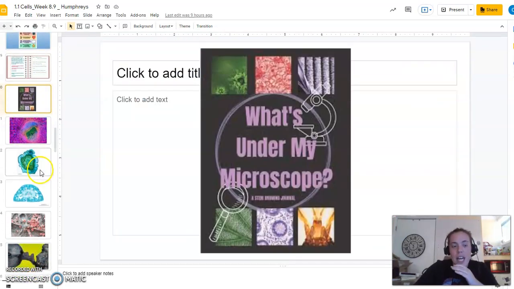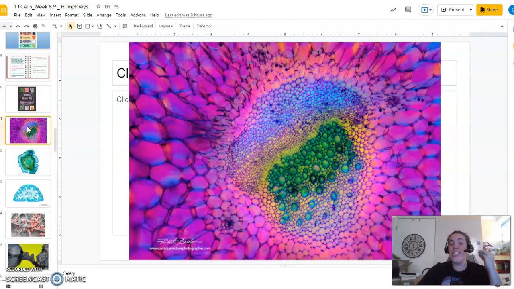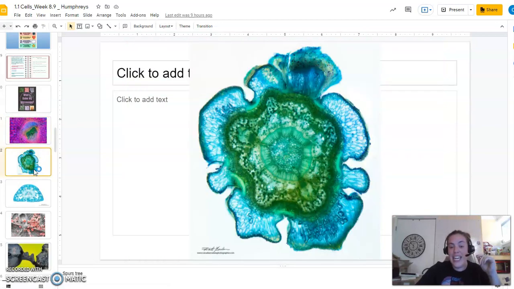We started with what's under my microscope. We were looking at the importance of microscopes and how microscopes make things look so different. This, for example, is a stalk of celery. This is a cut of a spruce tree. Go ahead and Google those, they're beautiful. But this is essentially a cross section of a tree branch.